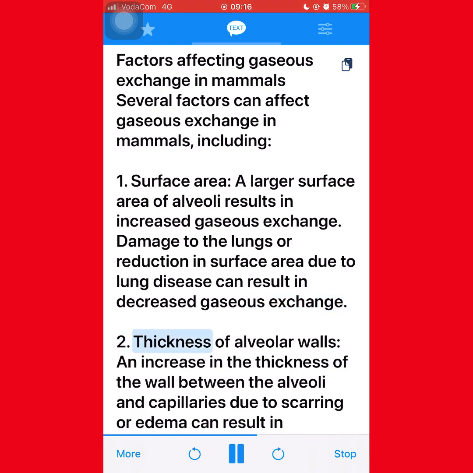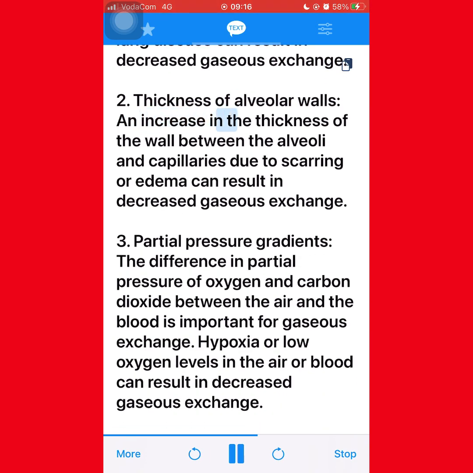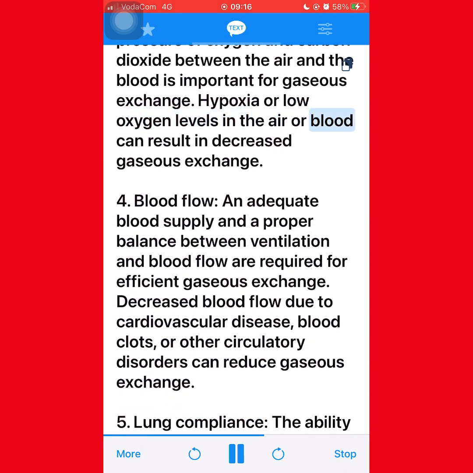2. Thickness of alveolar walls. An increase in the thickness of the wall between the alveoli and capillaries due to scarring or edema can result in decreased gaseous exchange. 3. Partial pressure gradients. The difference in partial pressure of oxygen and carbon dioxide between the air and the blood is important for gaseous exchange. Hypoxia or low oxygen levels in the air or blood can result in decreased gaseous exchange.